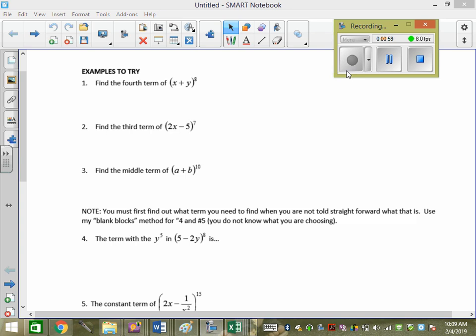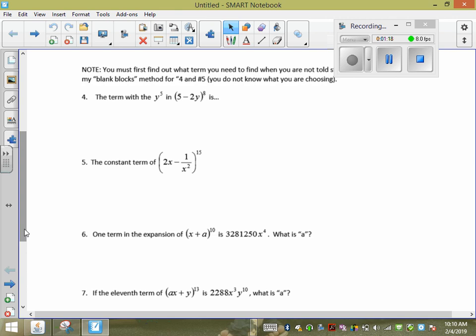We agree? So what I'm going to do today, because I made the notes, is give you questions where I don't say term 3 or term 5 or middle term. I give you some other piece of information to find k. So this one here: the term with the y to the 5 in 5 minus 2y to the 8 is.